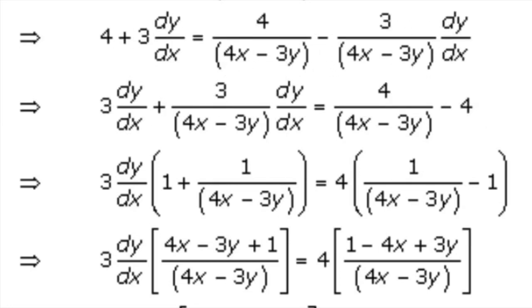Now we are going to simplify the brackets. So in the left hand side 3 into dy upon dx remains as it is. We are going to do cross multiplication inside the bracket. So we get 4x minus 3y plus 1 upon 4x minus 3y equals 4 times, again we are going to do cross multiplication. So we get 1 minus 4x plus 3y upon 4x minus 3y.